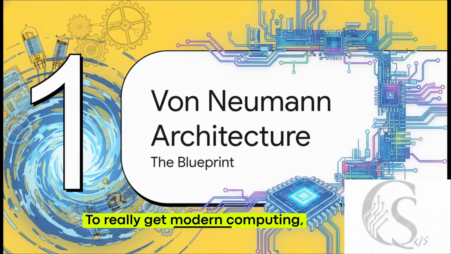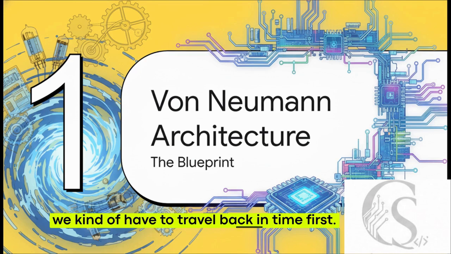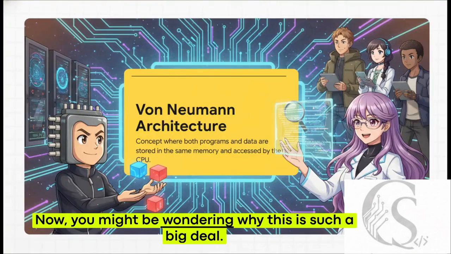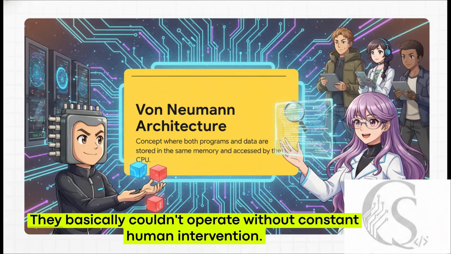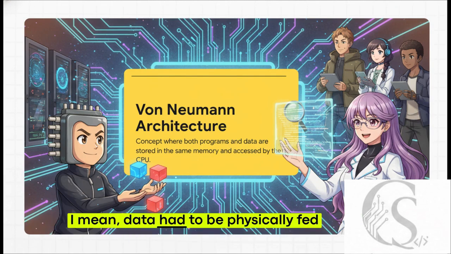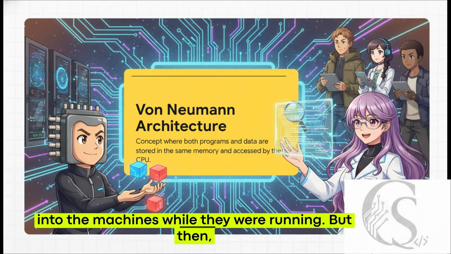To really get modern computing, we kind of have to travel back in time first. Now, you might be wondering why this is such a big deal. Well, before the mid-1940s, early computers were incredibly tedious. They basically couldn't operate without constant human intervention. I mean, data had to be physically fed into the machines while they were running.